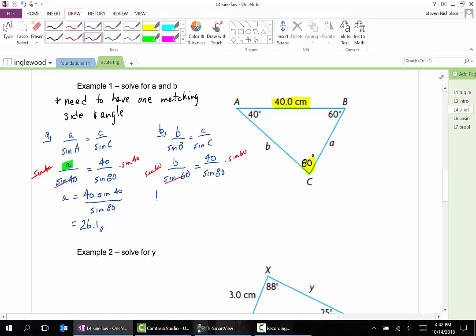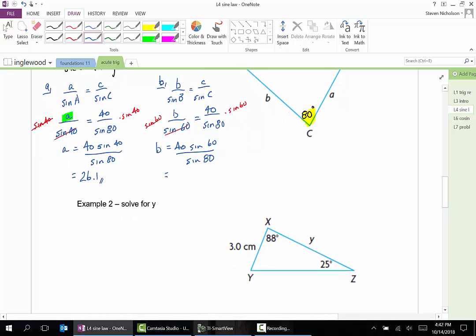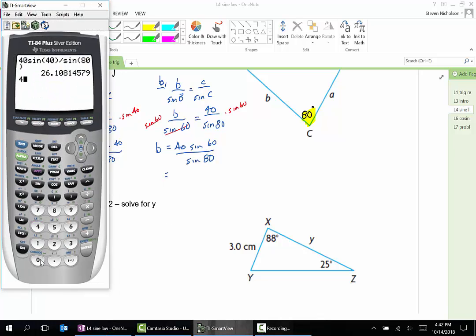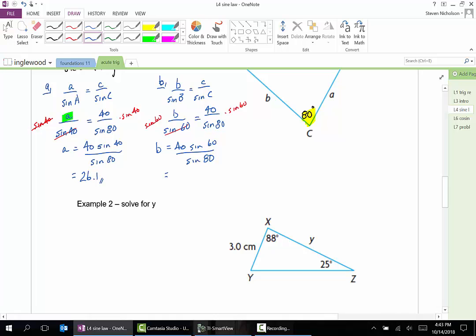And we're going to end up with little b is equal to 40 times the sine of 60 divided by the sine of 80. And again, we'll do this on our calculator, because our calculator really likes that thing, even though our brain might not. So when doing this one, we're going to do 40 sine 60, again, close your brackets, divided by the sine of 80. We're going to get 35.2. So this will equal 35.2.